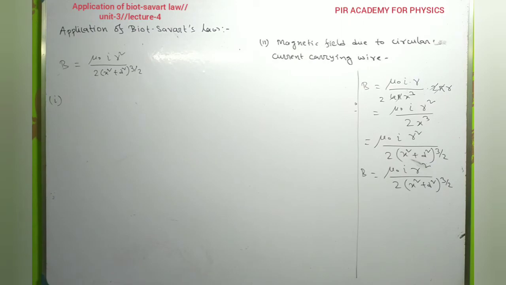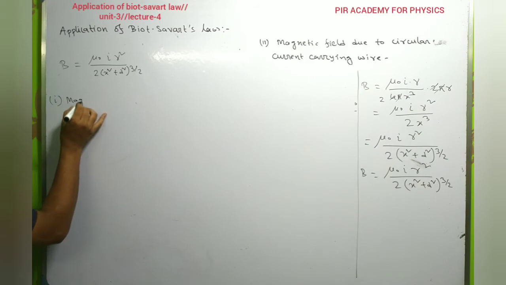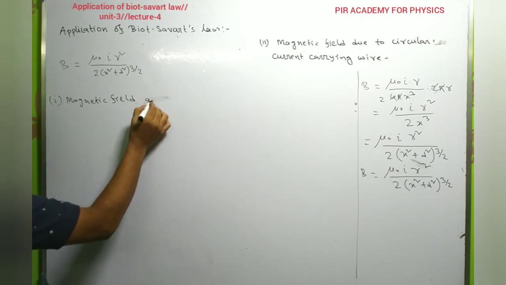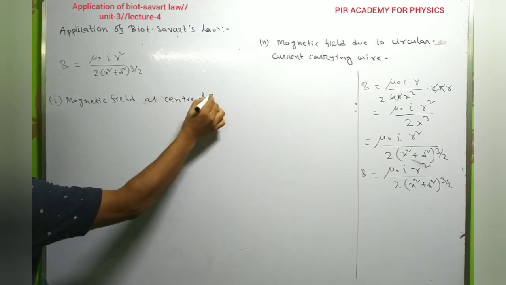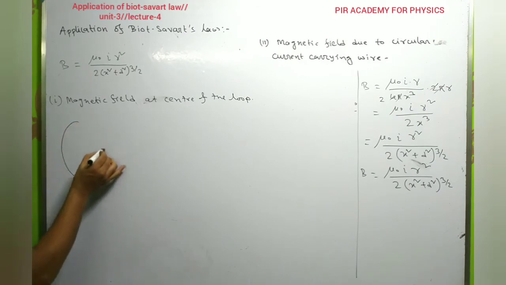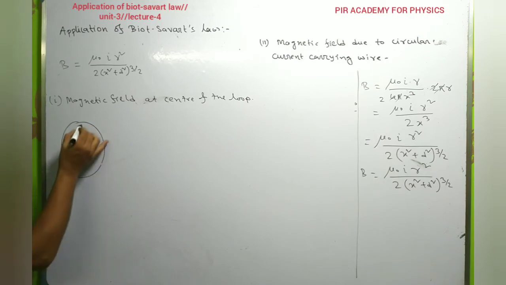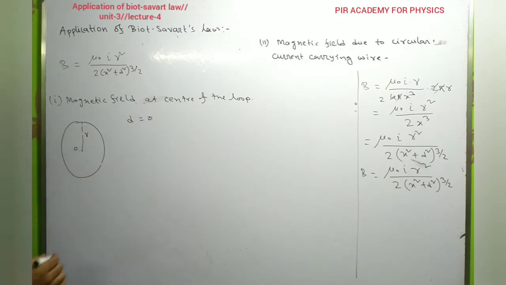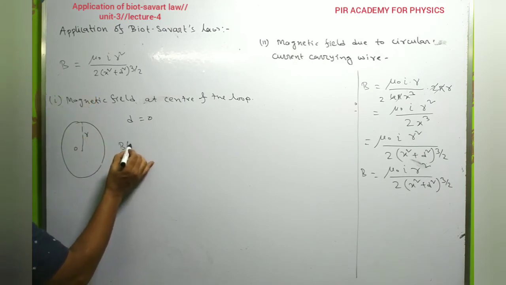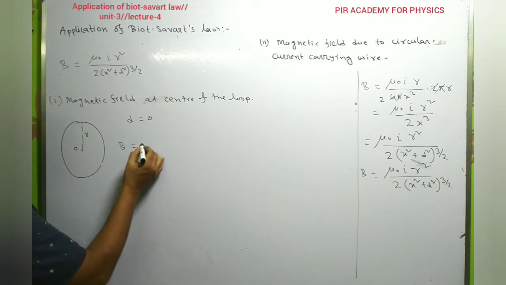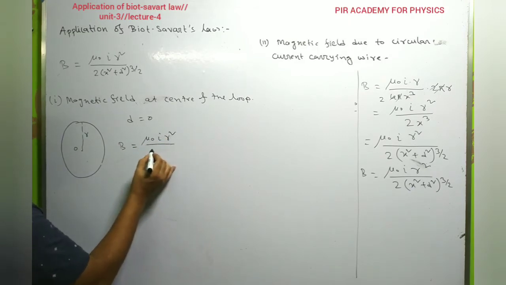Now, condition number 1. If you want to calculate the magnetic field at the center of the loop, what will be the magnetic field? Here is the loop, at the center, this is the R. So here d is 0, the axial distance is 0. If you put this value, then at the center it will be B equals mu 0 I divided by 2R.